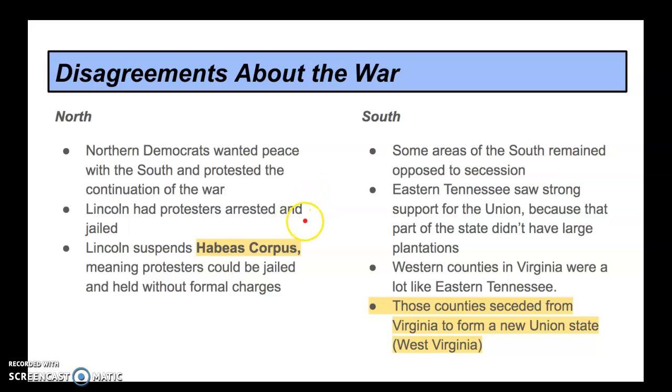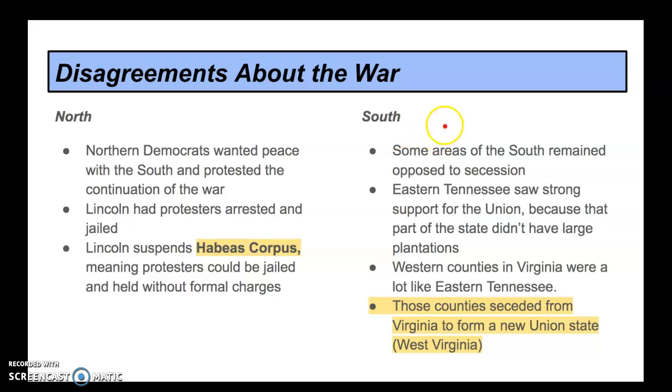Lincoln had protesters arrested and jailed. And then Lincoln does something where he suspends habeas corpus. Now, if you remember from when we looked at the Constitution during our civics unit, habeas corpus prevents governments from arresting and jailing people without actually charging them with a crime. Lincoln suspends that during the war.